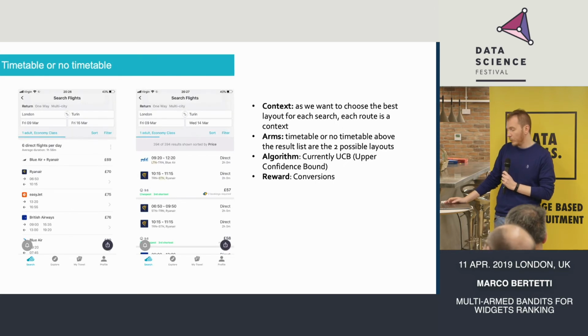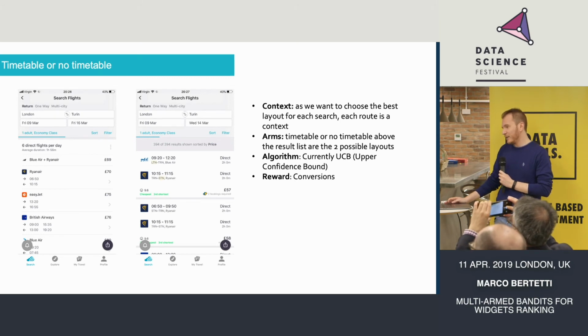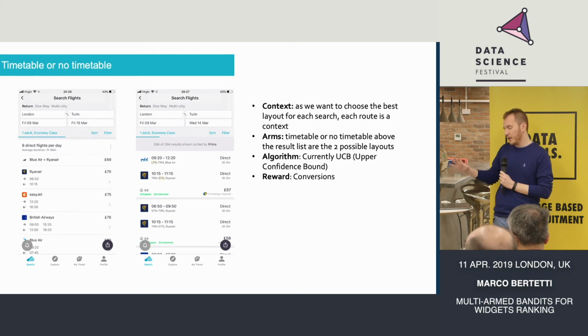So we decided to start easy, of course, as you always want to do. We have a widget which is called the Timetable Widget. What it essentially does is it takes the flights in the results page and groups them by airline. So it allows you to very quickly and nicely pick the inbound and outbound times so you can make your own combination faster. So in our very first iteration, we started with that and said, okay, do we want to show this widget or do we not want to show this?